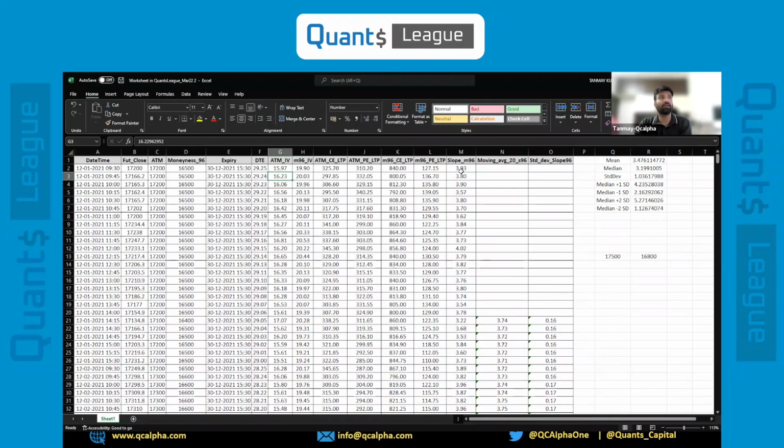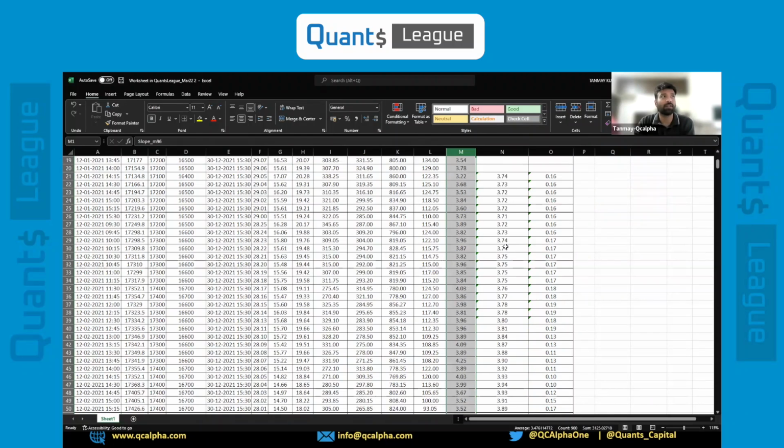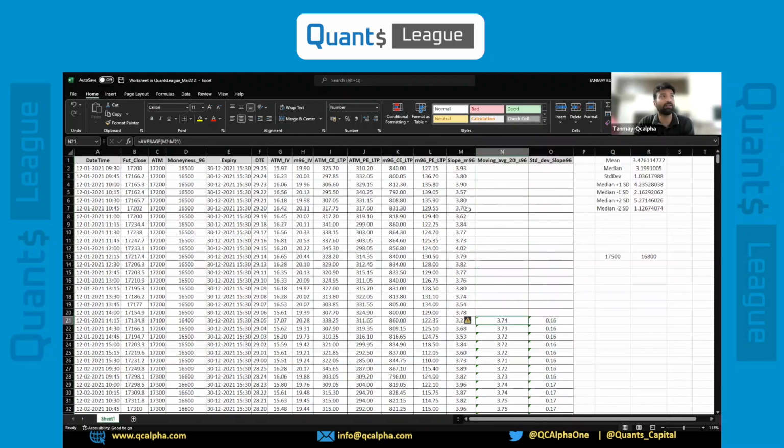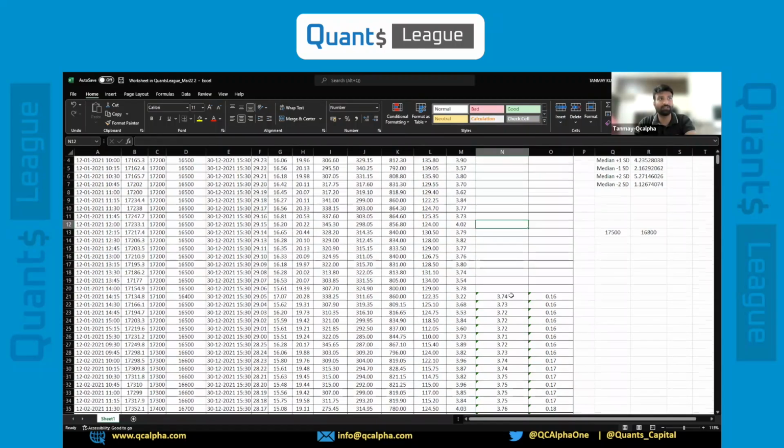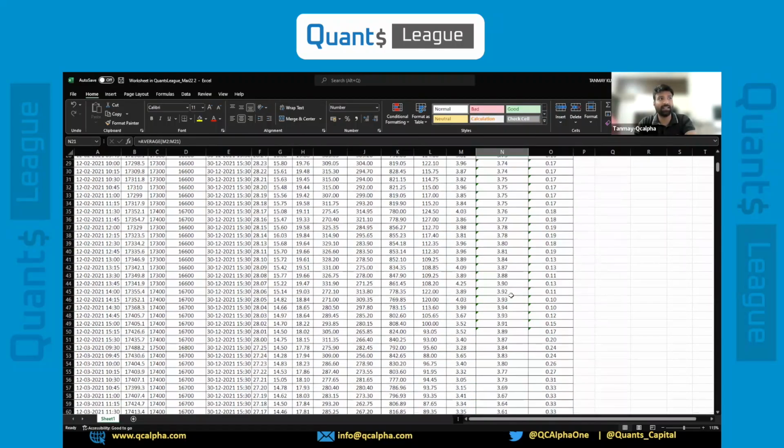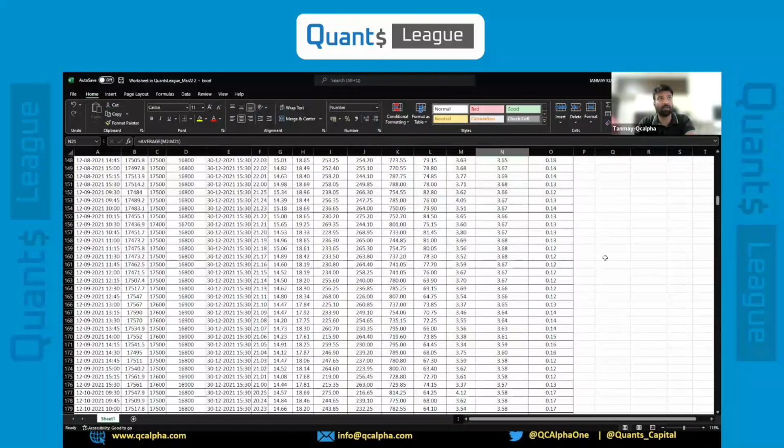Now for calculation of the slope, I've just taken a difference of the IVs out there. What was the difference of 15 minus 90? So this is the slope, that is slope for my 96 moneyness. Now I've taken a 20-day rolling average of that slope. So once I take that 20-day rolling average, I've populated everything.